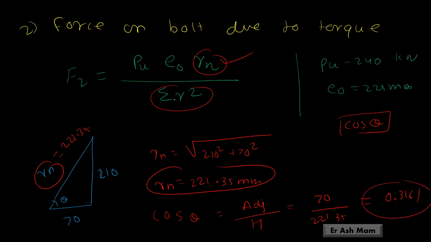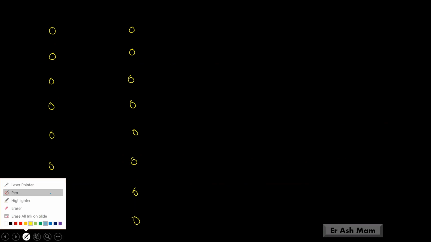Now let's find summation of R square. So we know that there are total 16 bolts. Bolt number 1, 2, 3, 4, 5, 6, 7, 8. And here is CG somewhere here. Here is CG, centroid.